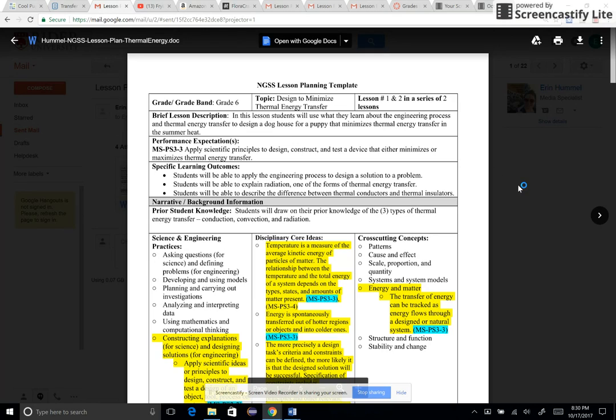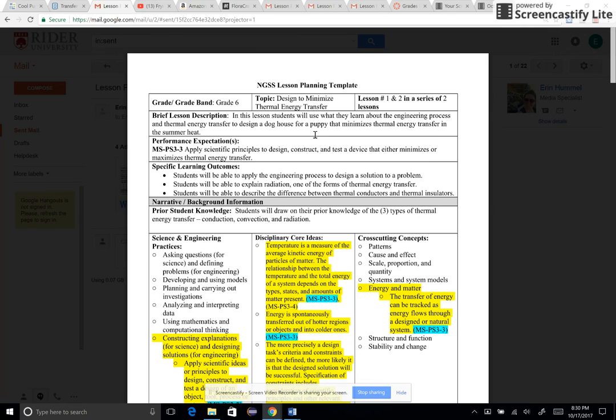So, for this project, I decided to focus on sixth grade, and the topic is to design to minimize thermal energy transfer. And it is a two-lesson series. A description of this lesson is that the students will use what they learn about the engineering design process and thermal energy transfer to design a doghouse for a puppy that minimizes thermal energy transfer in the summer heat.